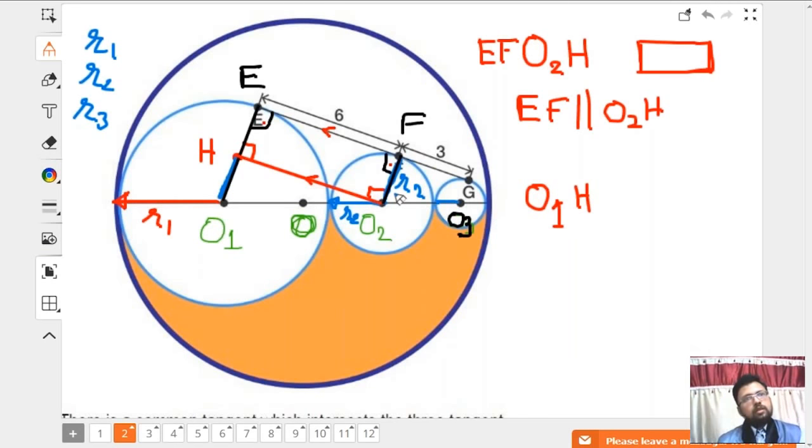Therefore, HE, because this is opposite of O2F and it's a rectangle, HE will be equal to O2F, which will be equal to R2. Focus carefully. HE will be equal to O2F, and O1E.